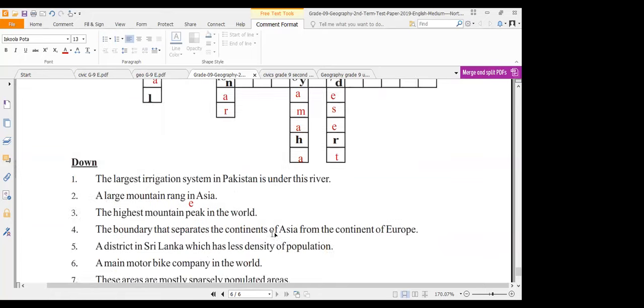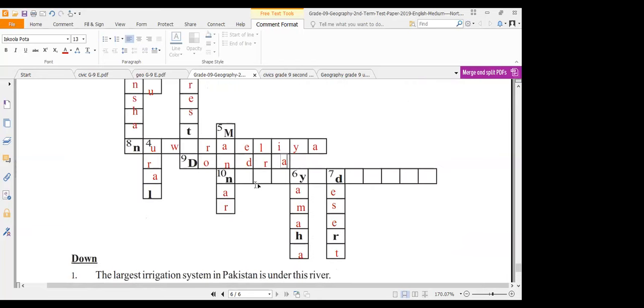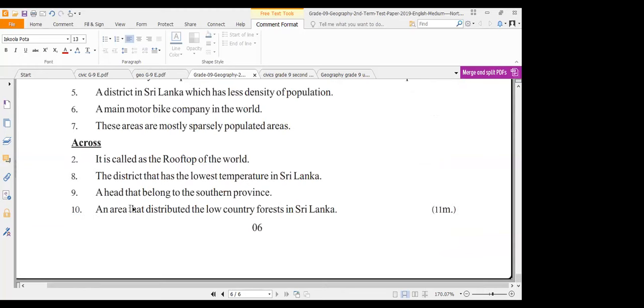Right. Number 10: an area that has low country forest in Sri Lanka. Nakiyadeniya. Yes, Nakiyadeniya. Right. Last one.